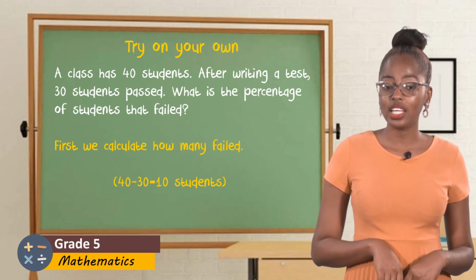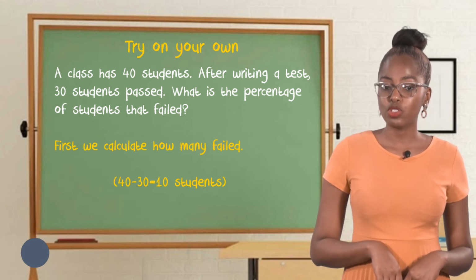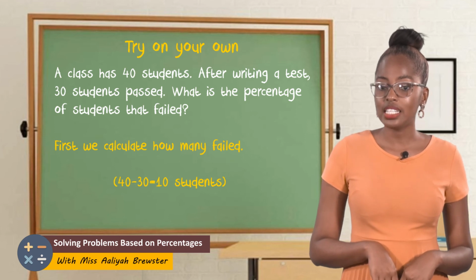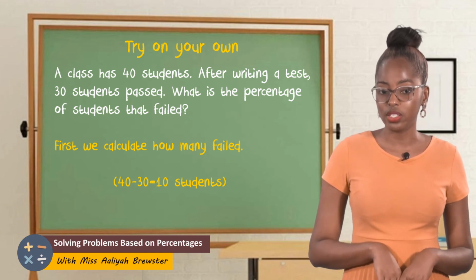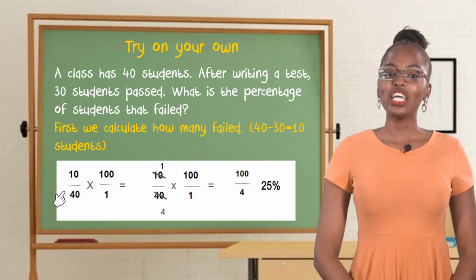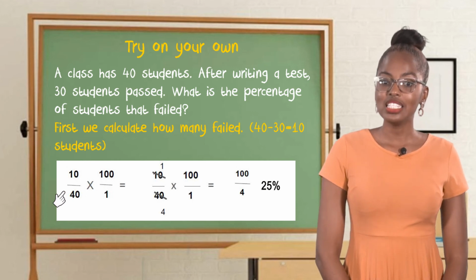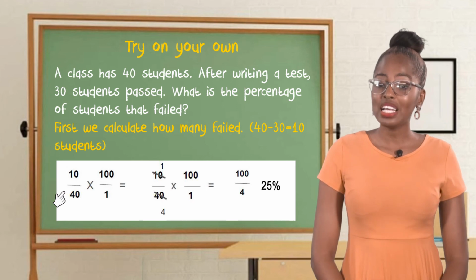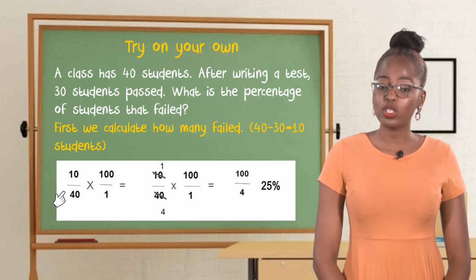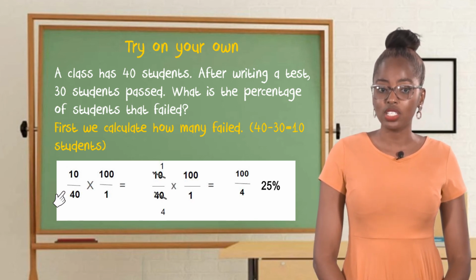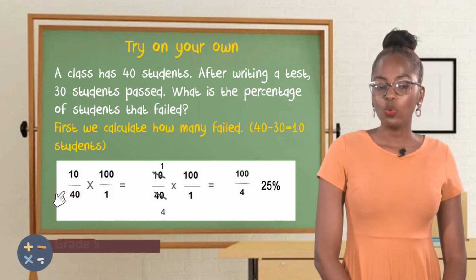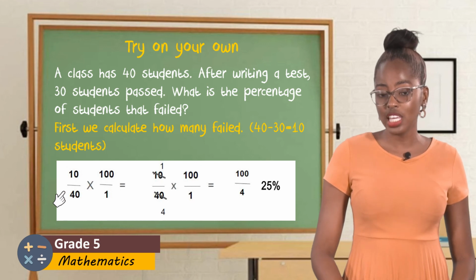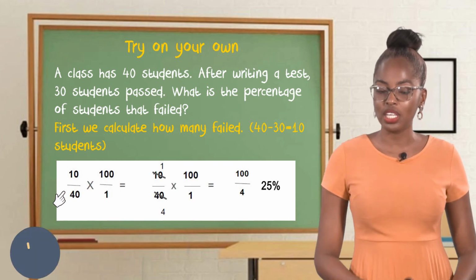So first we calculate how many failed by subtracting 30 from 40. The answer there would be 10 students failed. Therefore, we can now express 10 out of 40 students as a fraction, whereby 10, which represents the amount of students that failed, would be the numerator, and 40, which expresses the amount of students that are in the class and would have written the exam, is the denominator.